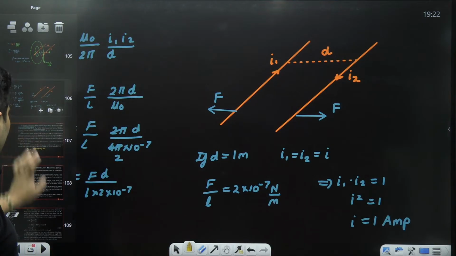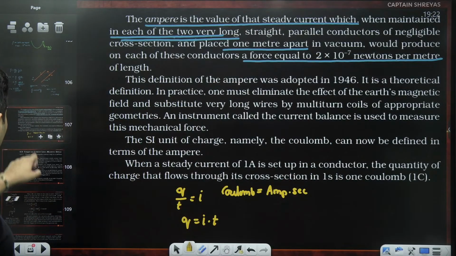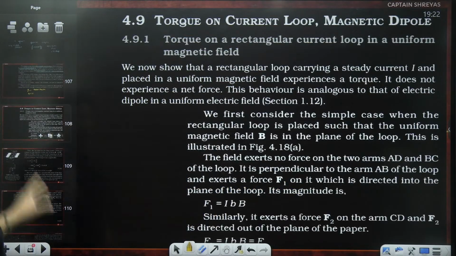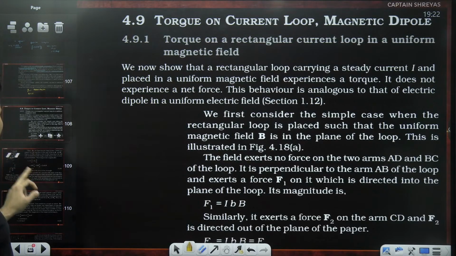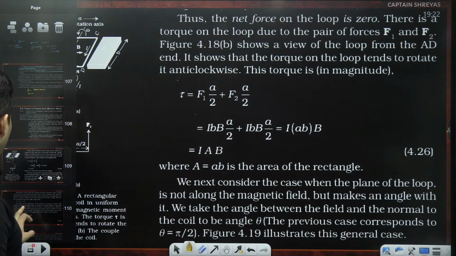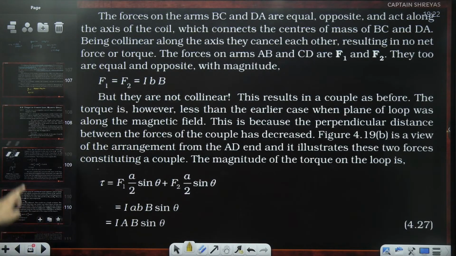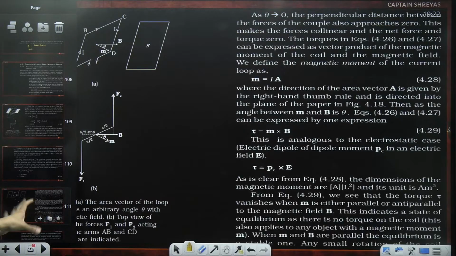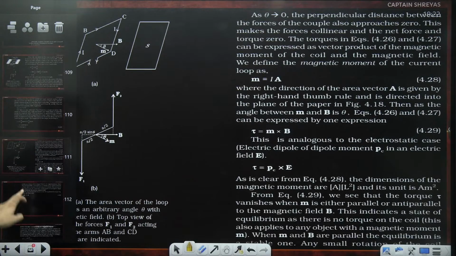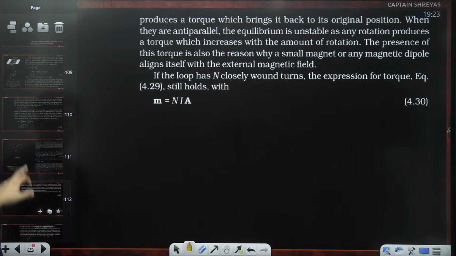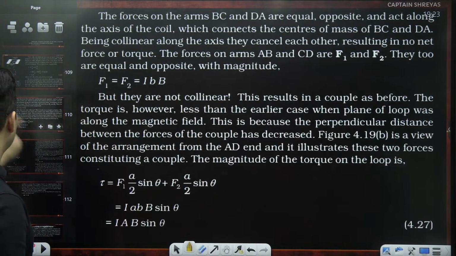Very simple, very straightforward. All right, let's go to the next thing, which is the torque on current carrying loops and magnetic dipoles. For this, they have given one diagram and they have derived something and found out the torque on it. They have told that you can change the orientations, etc., and then you can get some formula. Okay, let's understand what they have exactly done.